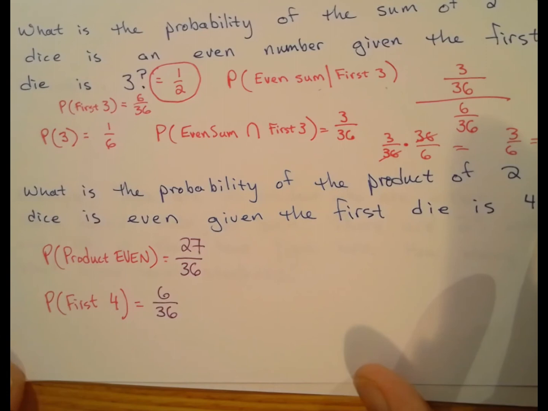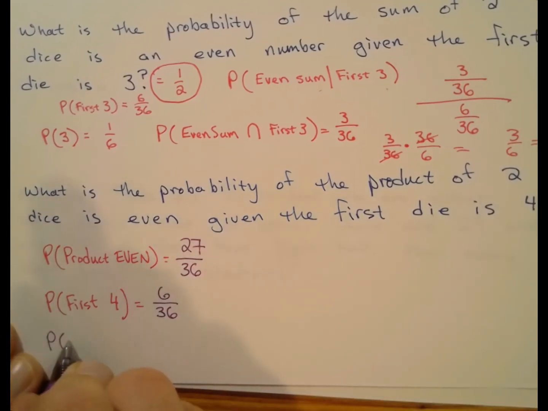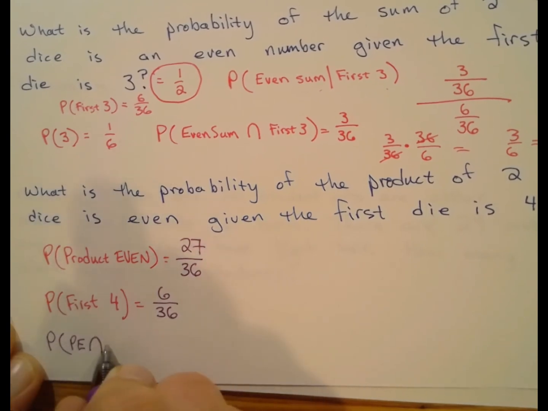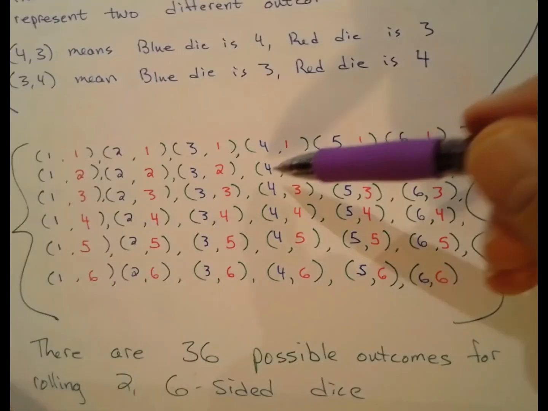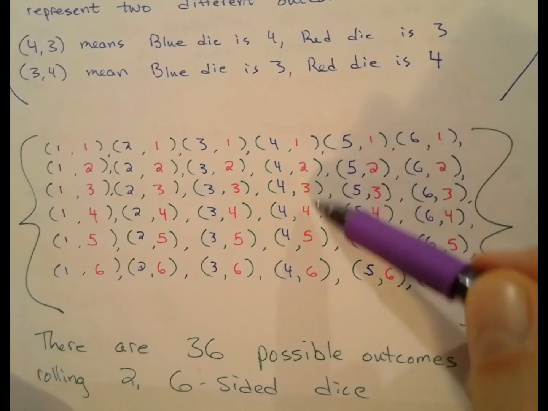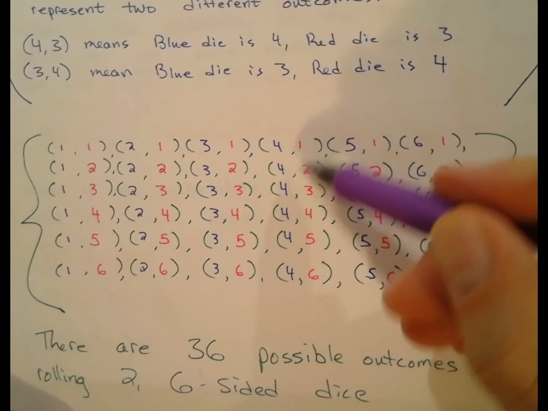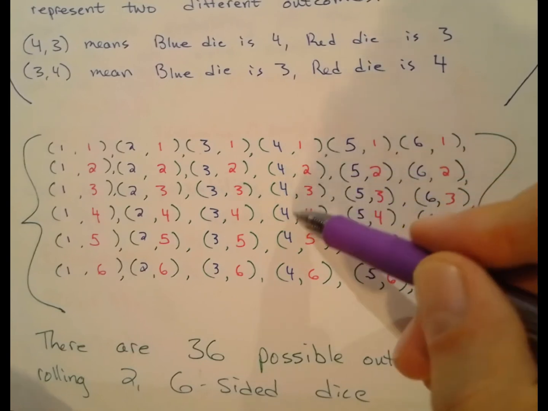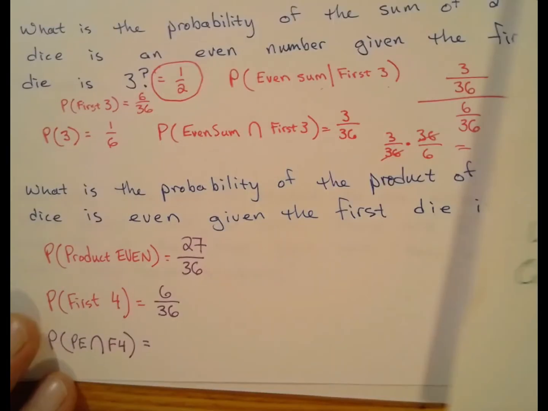Now, what is the probability that the product is even and the first die is 4? We got this one, this one, this one, this one, this one, and this one. So we actually have 6 of those. 4 times 1 is 4. 4 times 2 is 8. 4 times 3 is 12. 4 times 4 is 16. 20. 24. All even numbers.